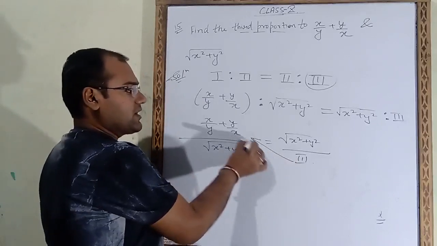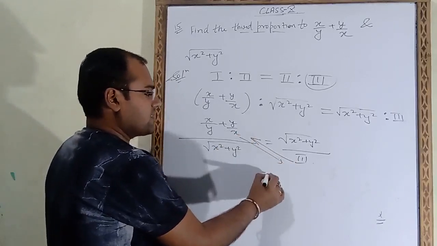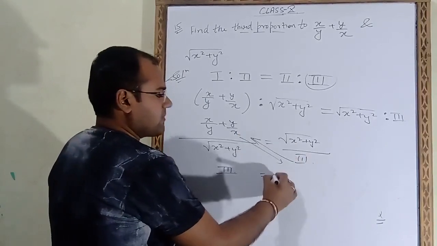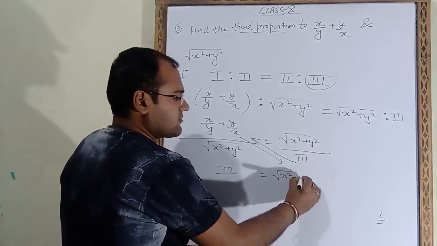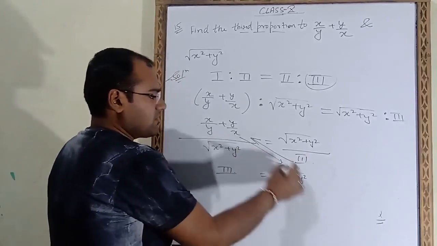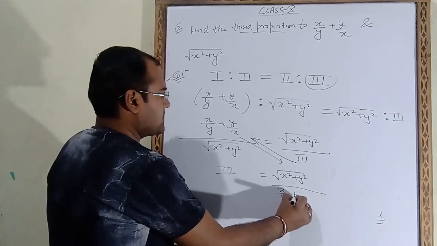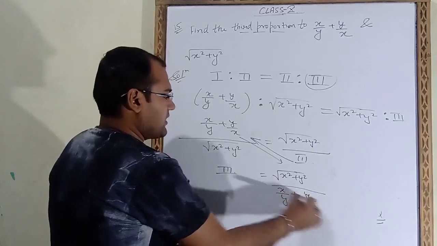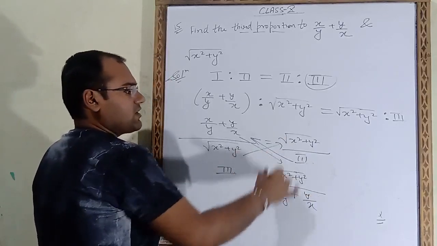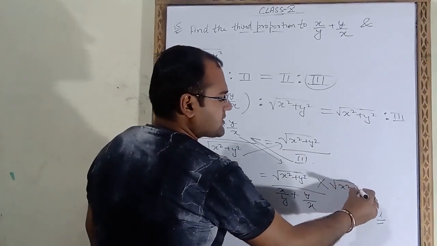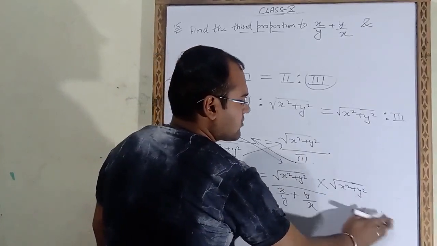This third we will bring here and this term we will bring downside. So here, the third number will remain at its place only, x square plus y square. This number will come in the denominator, x upon y plus y upon x, and this number from the denominator will go in the numerator. So here, into x square plus y square.